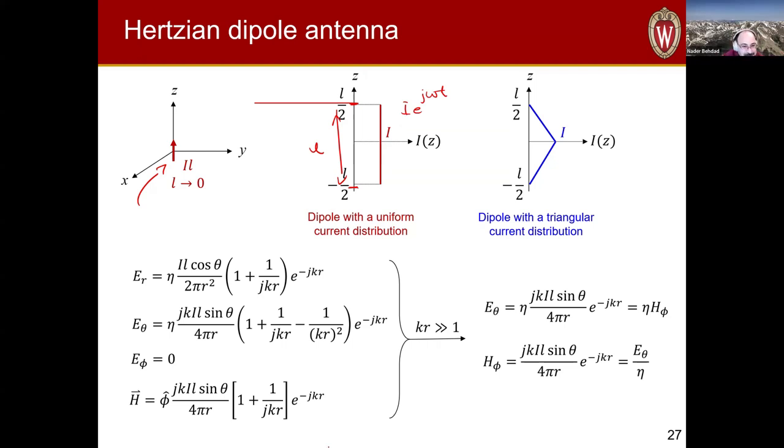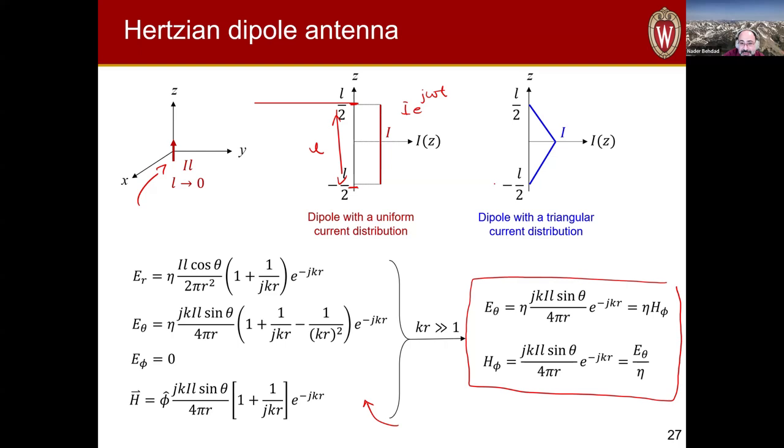This is, by the way, one of those antennas for which we have a closed form solution for the fields radiated by the antenna everywhere. So you get these expressions, and then we see that in the far field, we have electric and magnetic fields radiated by this antenna that are given by these expressions. These you can find in any textbook. This is the number one antenna that we analyze in any antenna discussion.